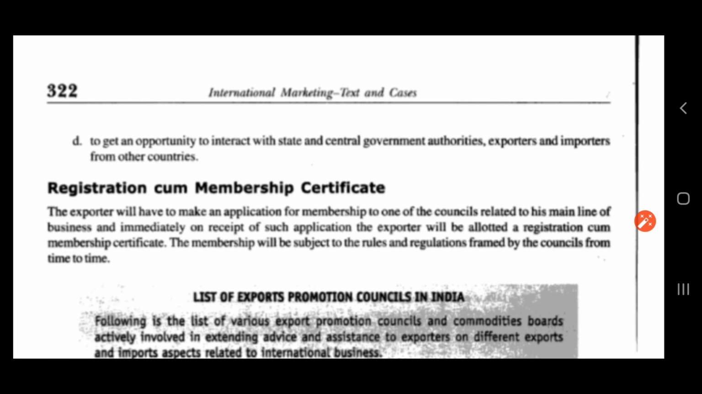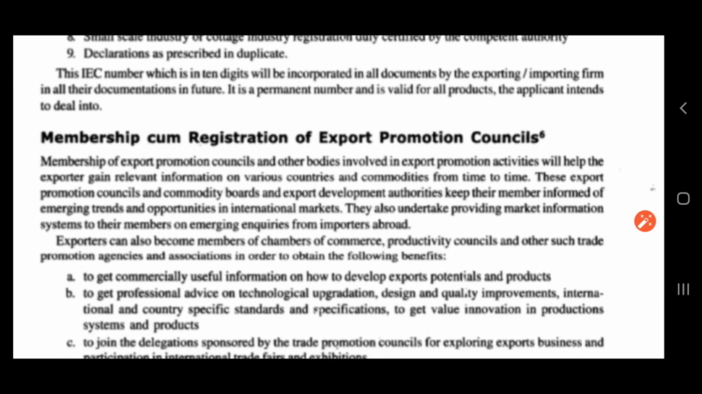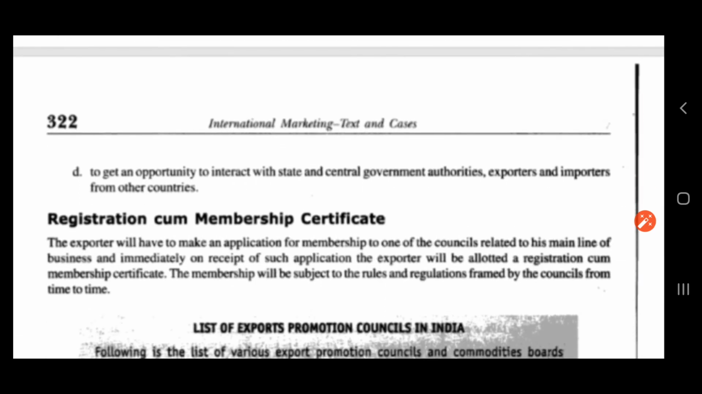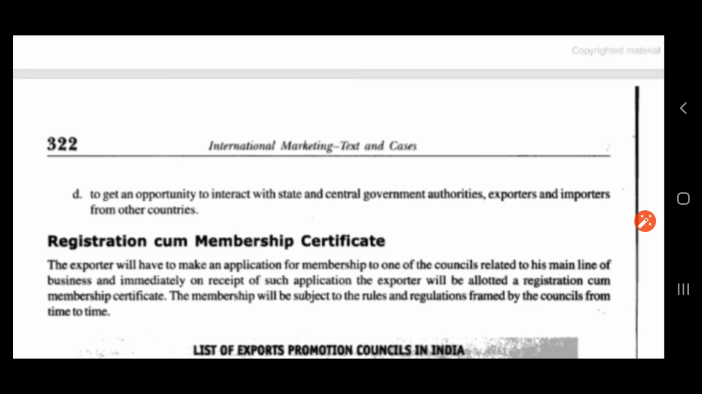Once the firm has got the IEC number and has applied for membership in an Export Promotion Council, it will get the registration membership certificate from these councils. The exporter will have to make an application for membership to one of the councils related to his main line of business, and immediately on receipt of such application, the exporter will be allotted a registration membership certificate. The membership will be subject to the rules and regulations framed by the councils from time to time.